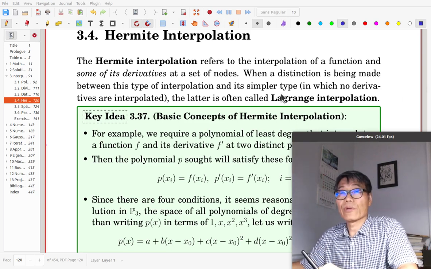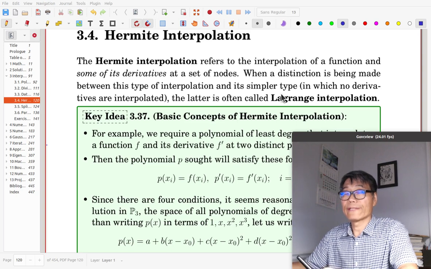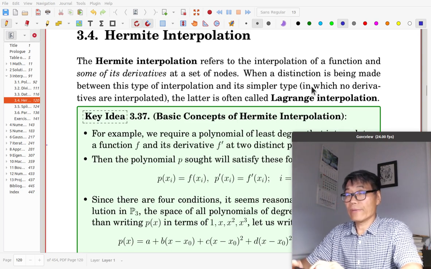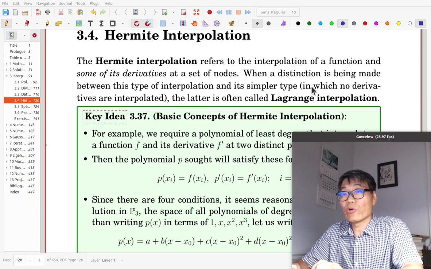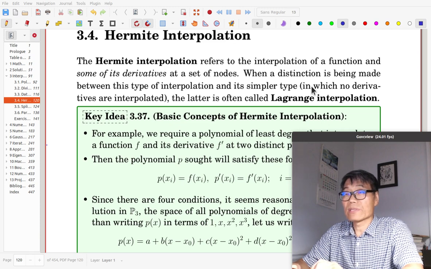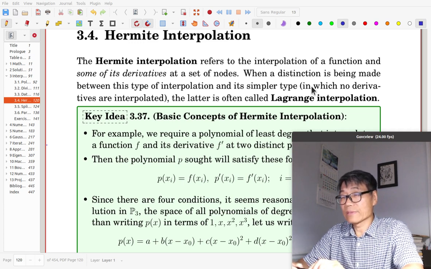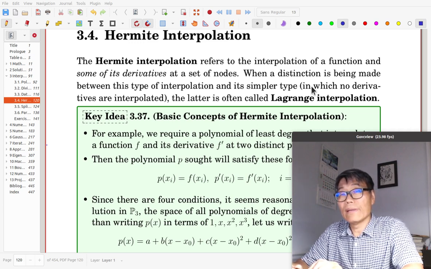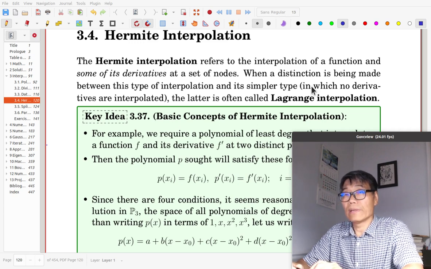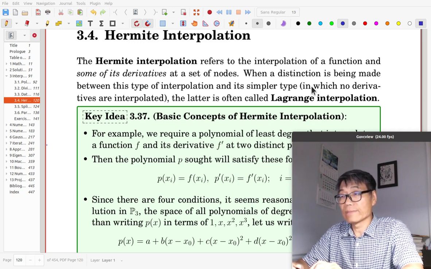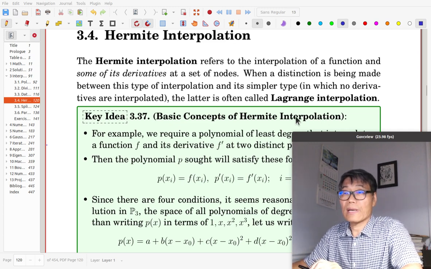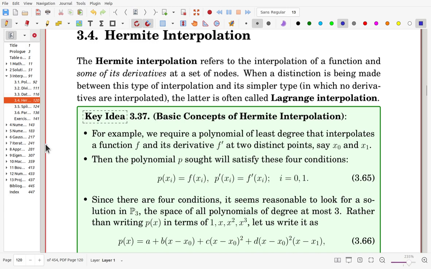It is section 3.4, Hermite interpolation. So far, we tried to construct interpolating polynomials using function values. But for some applications, we may construct polynomials using function values and derivatives. Once the derivative values are involved, then the interpolation is called Hermite interpolation. Here we begin with basic concepts of Hermite interpolation.